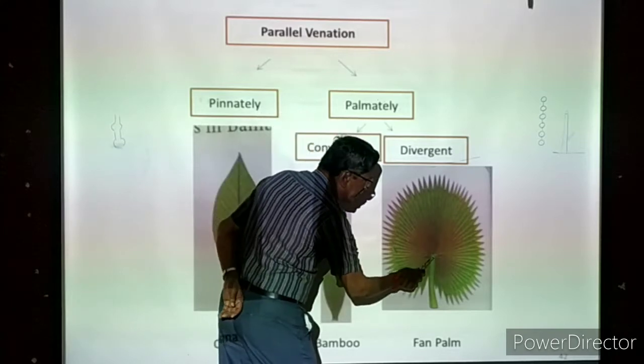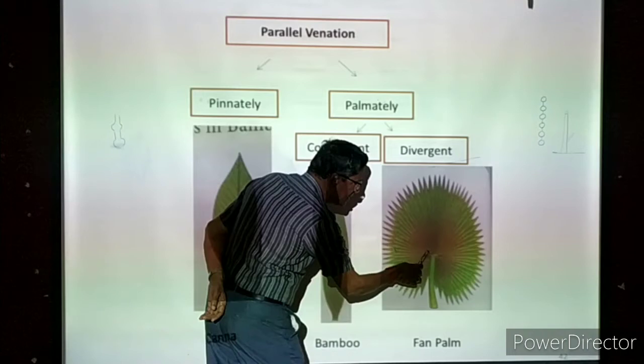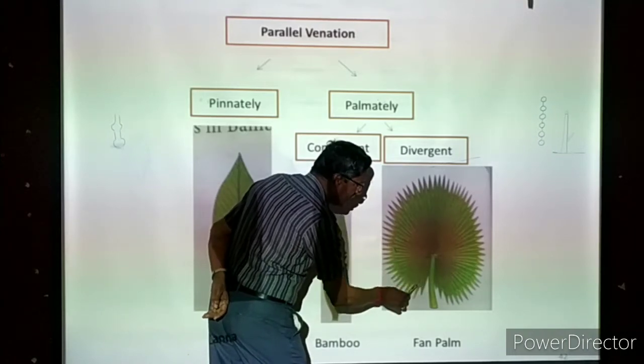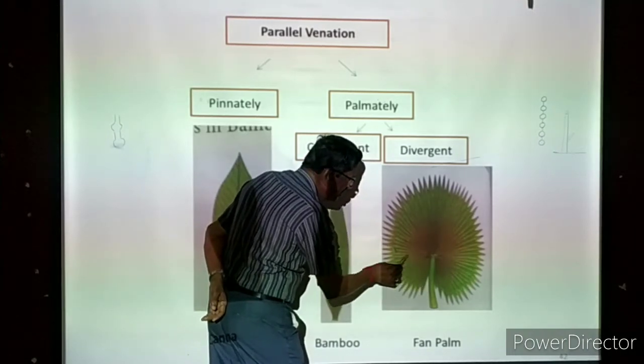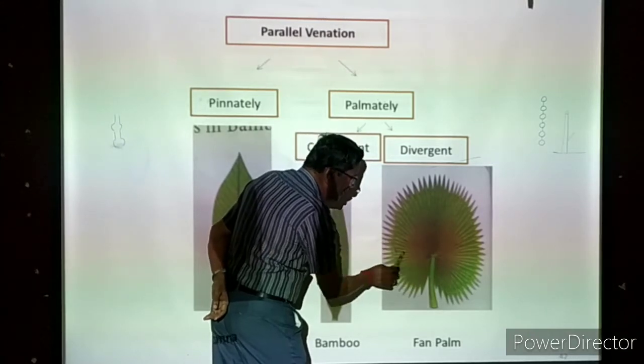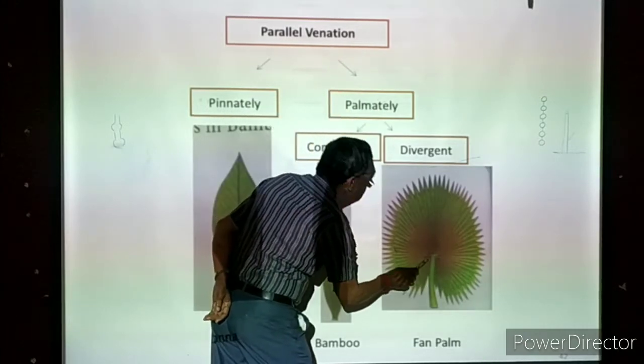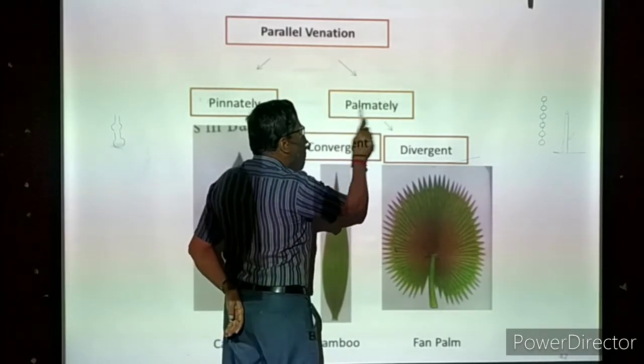Now a number of veins are arising, maybe 50, 60, 70 veins will be arising. All the veins are arising from the base of the lamina. They are running like this. They are running parallel to each other. No doubt, they are running parallel to each other. Now all the veins are running parallel to each other, so parallel venation. They are arising from the common area, so it is called palmately.